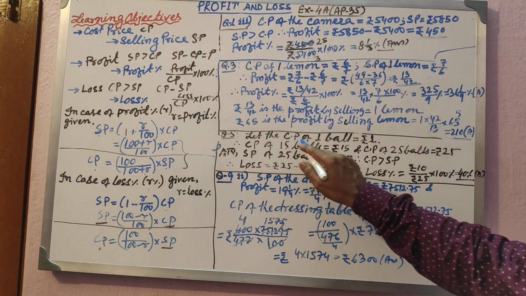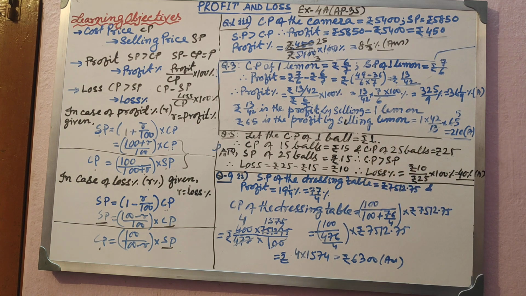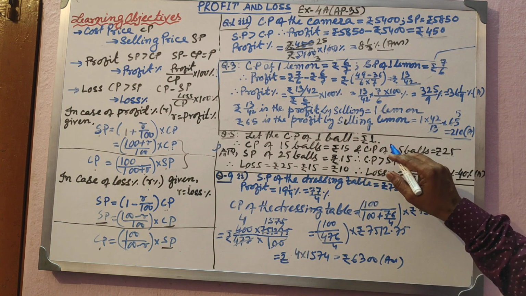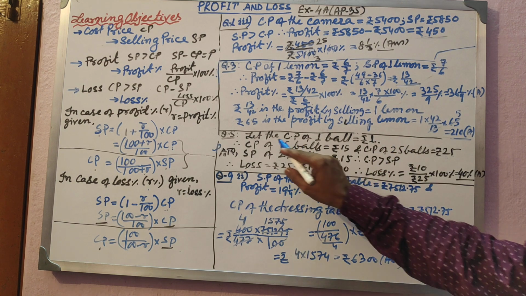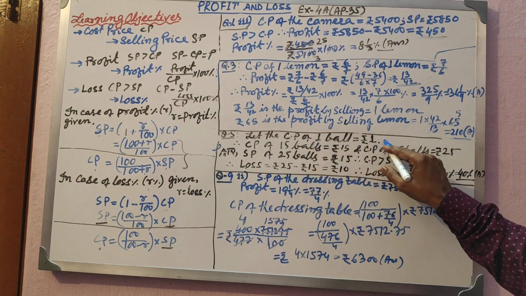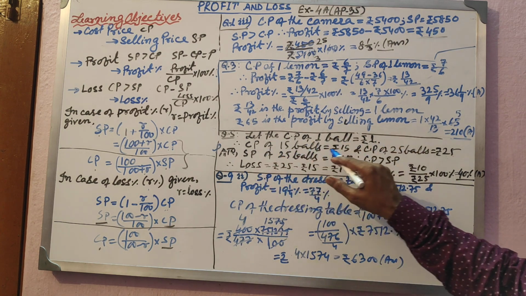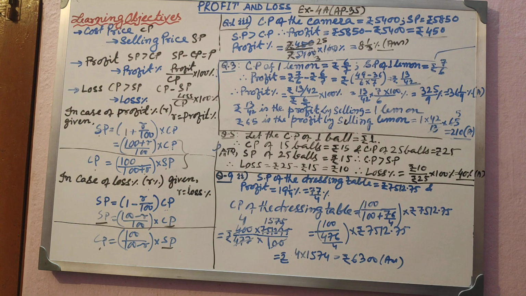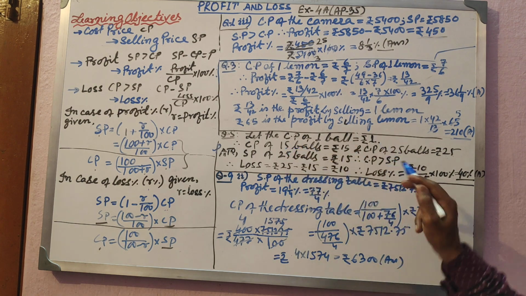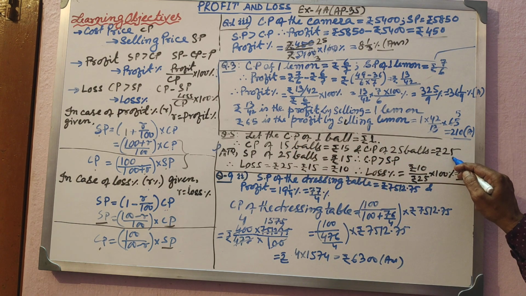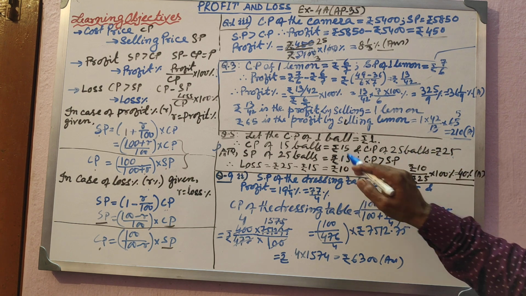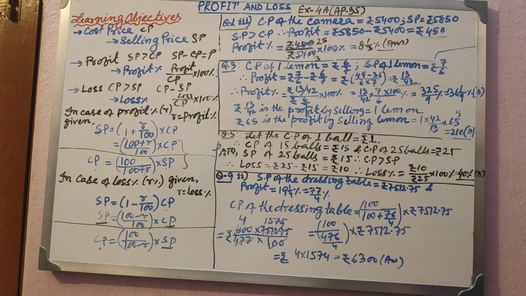Let the CP of 1 ball be rupees 1. I didn't bring Mr. X because there is no need. 1 rupee will be better in calculation also. Let the CP of 1 ball be rupees 1. Therefore, the CP of 15 balls will definitely be rupees 15, and the CP of 25 balls will definitely be rupees 25. Isn't it? Why are you taking the CP of 15 balls and 25 balls? Because there is a concern for this question.